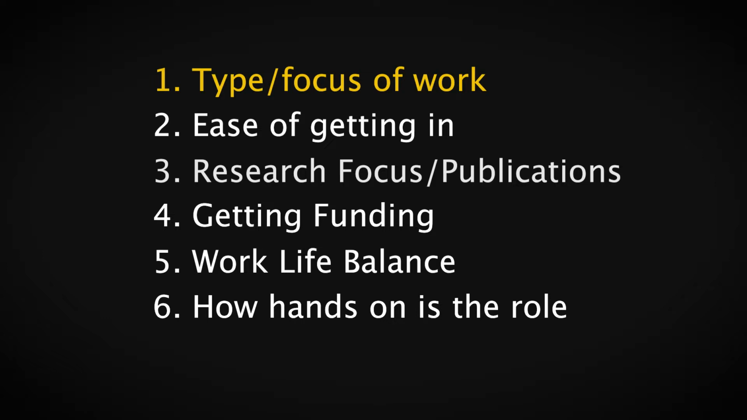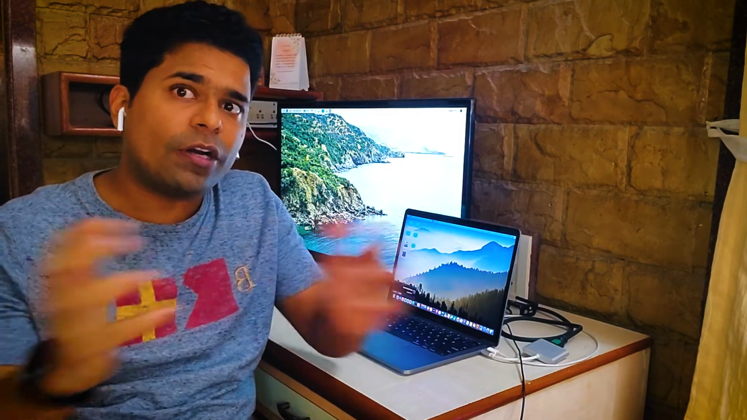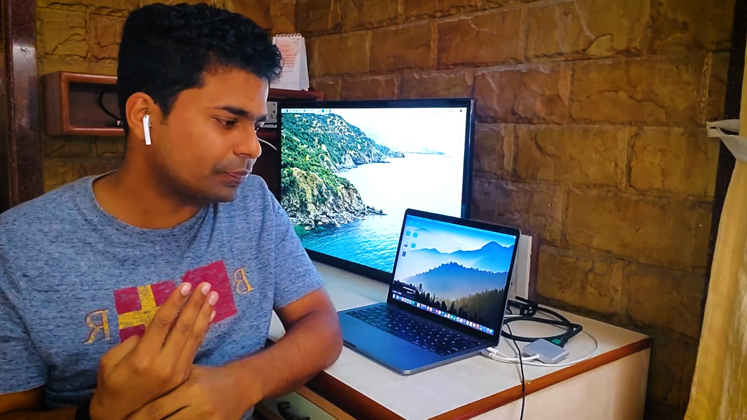So the first is the type of work and the focus of the work. So in academia, the major focus of the work is going to be driving a research vision and a broader research vision. So for that, you will be involved in working with PhD students. You will be involved in writing grants and getting external funding. You'll also be involved in writing publications and actually mentoring your graduate students to write publications. And finally, last but not least, you'll be doing teaching. So you'll be teaching in the university. You'll be teaching 1 or 2 courses per semester.